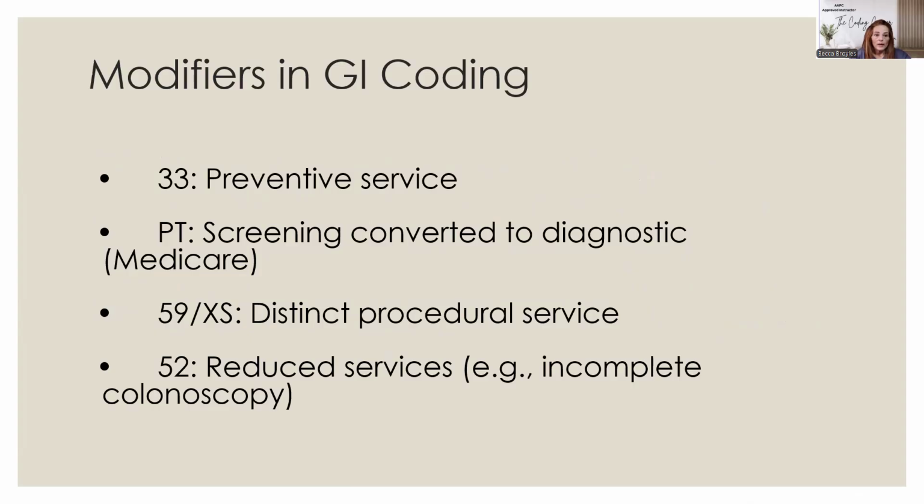Modifiers in GI coding. 33 for preventative service. These are used for commercial payers. PT is for preventative services, screenings converted to diagnostic for Medicare patients. 59 or XS for distinct procedural service. And 52 reduced services such as incomplete colonoscopy.